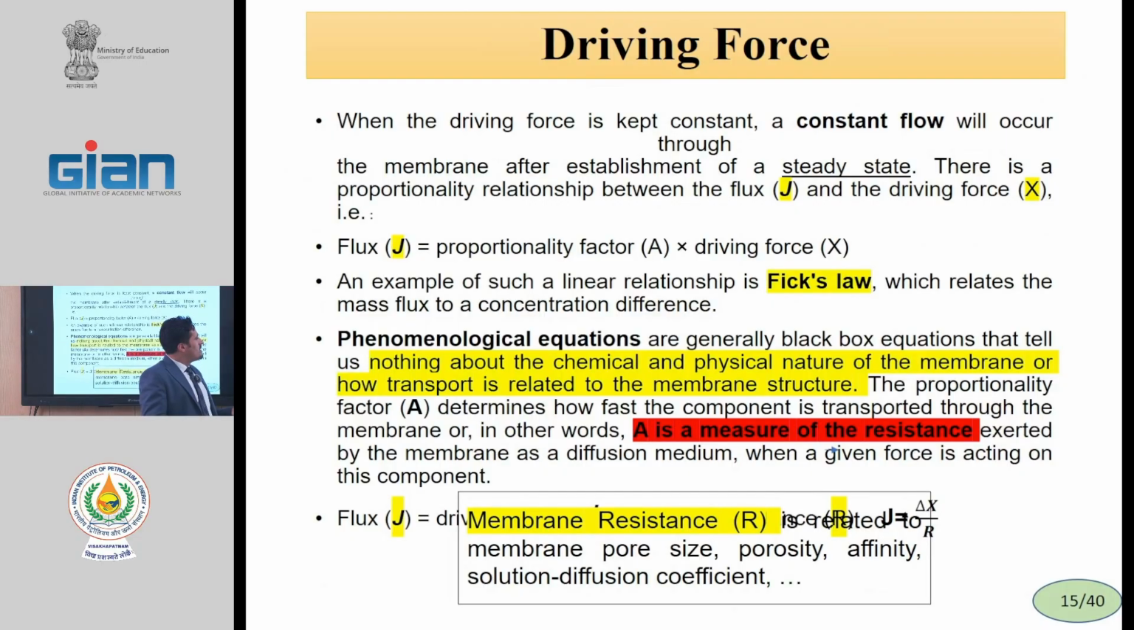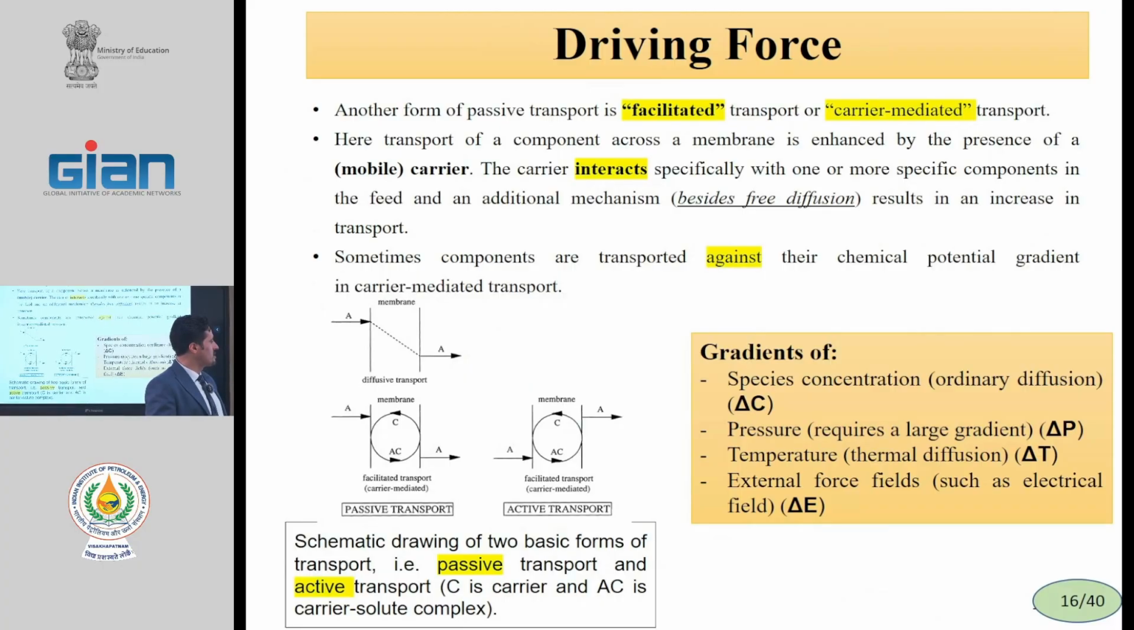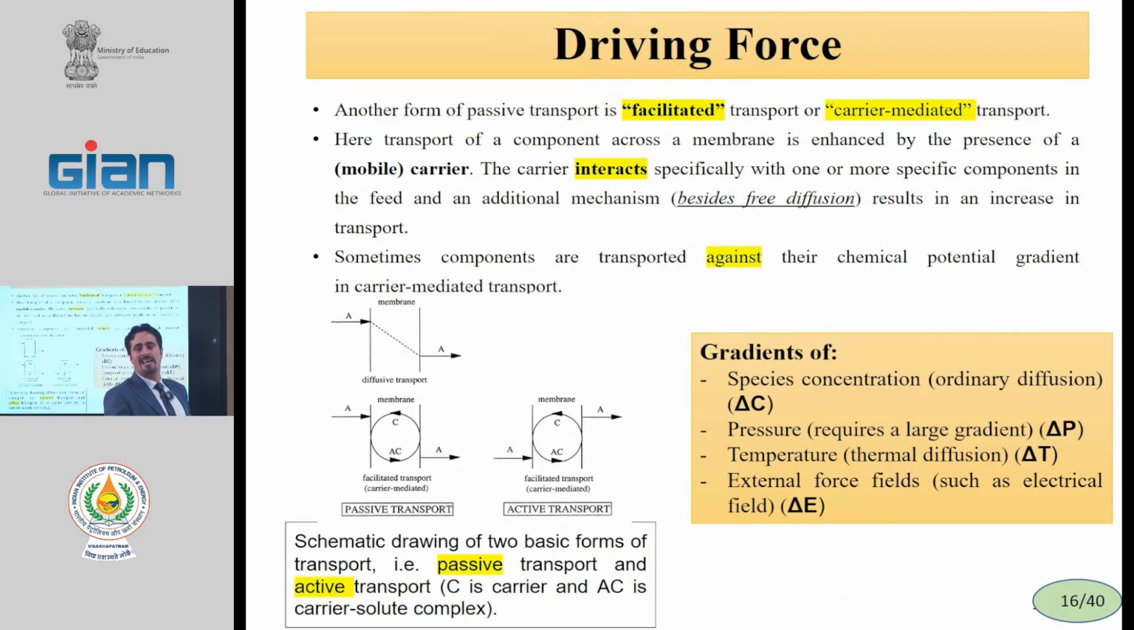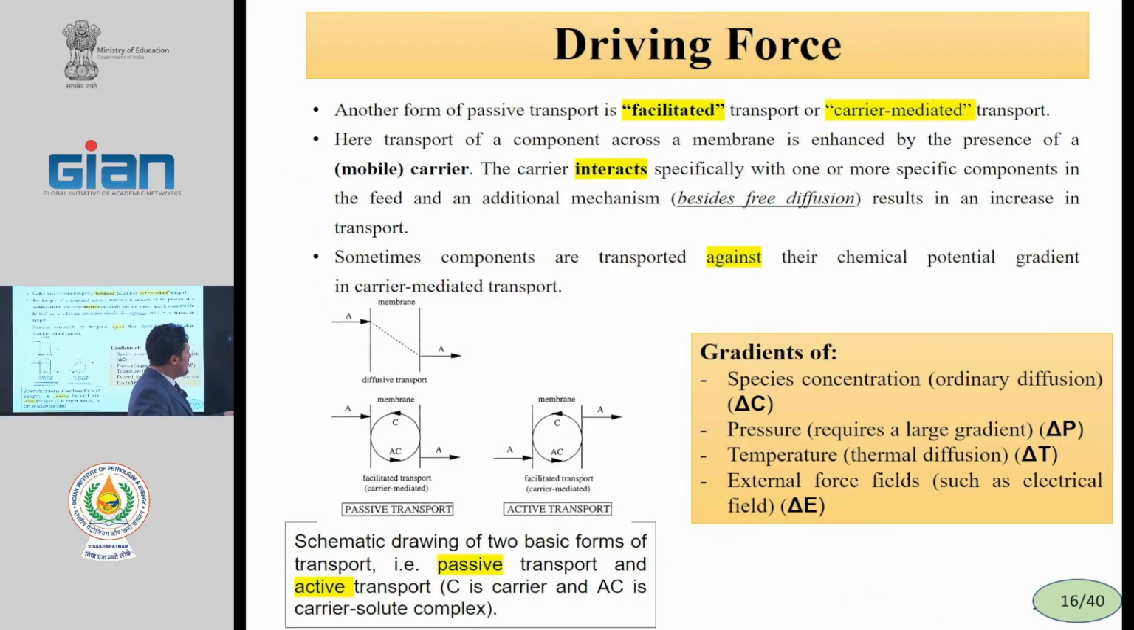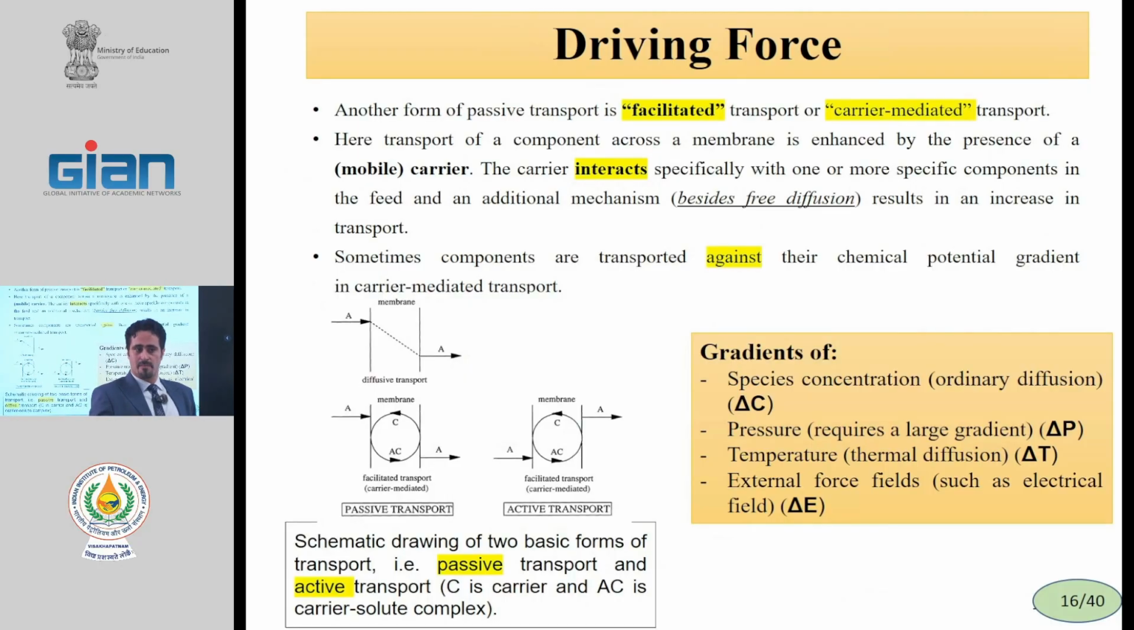But we have non-passive transport. That means active transport. Active transport is the reverse of passive transport. In the passive, we go from high to low, but in the active, we can go from low to high. This transport in membrane is named carrier membrane or facilitated transport.